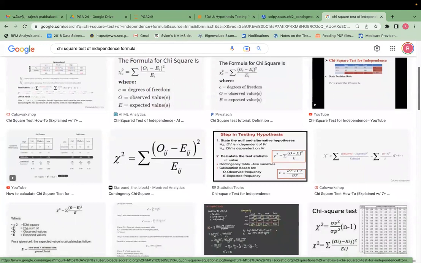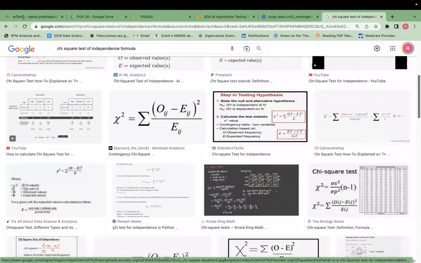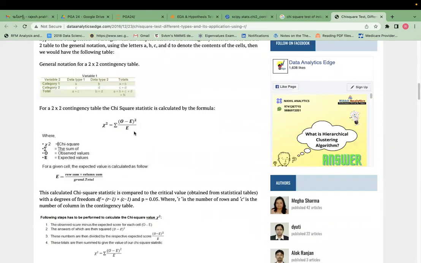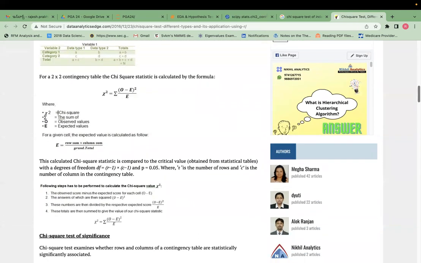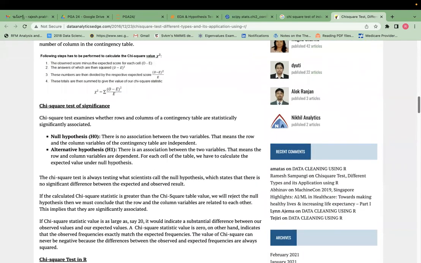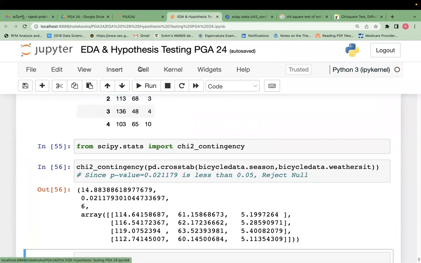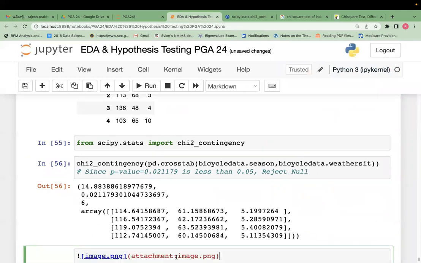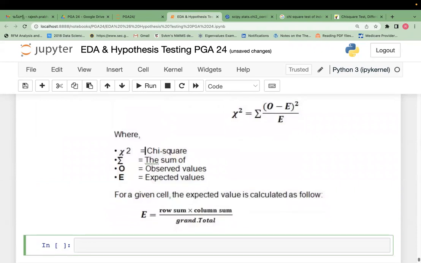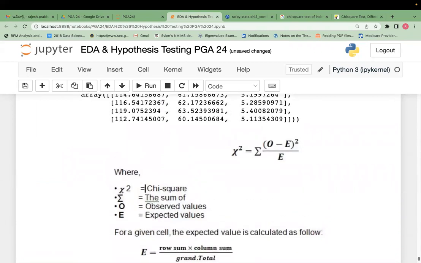Degrees of freedom is number of rows minus 1 multiplied by number of columns minus 1. Degrees of freedom is generally required when you're using a table. Otherwise, you don't need it. This is the formula: observed minus expected whole square divided by expected. For the expected table, this is the formula: row sum into column sum divided by grand total.